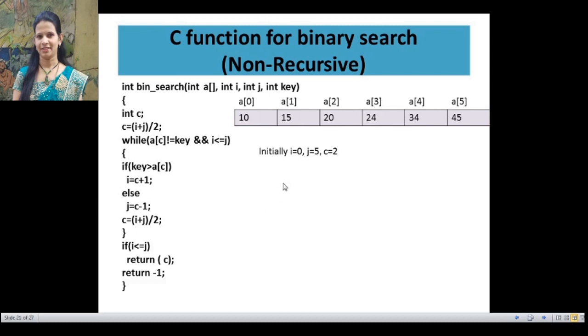And again do the same procedure. c equals (i plus j) divided by 2. Then again search the mid, then again two parts, then search. In this way perform this procedure till a of c equals key. If i is less than or equal to j, return c, otherwise return minus 1 if your element is not present inside this array.